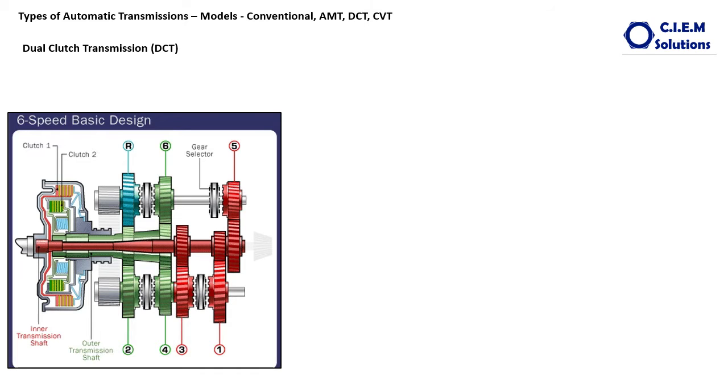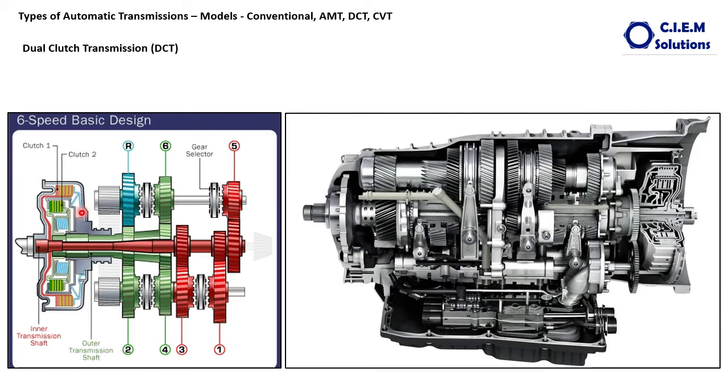The other model of the automatic transmission is the dual clutch transmission. Looks like this. Dual clutch. There are two clutches. These are also mechanical clutches only, not the hydraulic clutches. How does this transmission work?